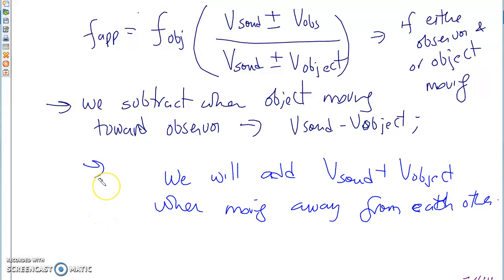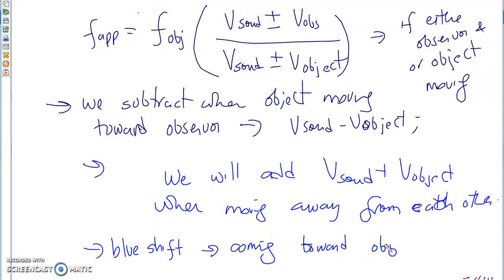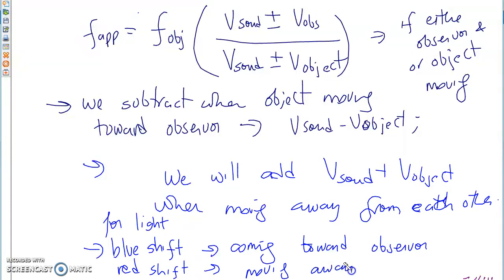Highly unlikely, because we didn't really talk about light. But if it comes, at least you know that that's what it's going to be. Blue shift, coming towards. Blue shift is the higher end of the spectrum. Coming toward observer. This is for light. Okay. And red shift, moving away from observer.